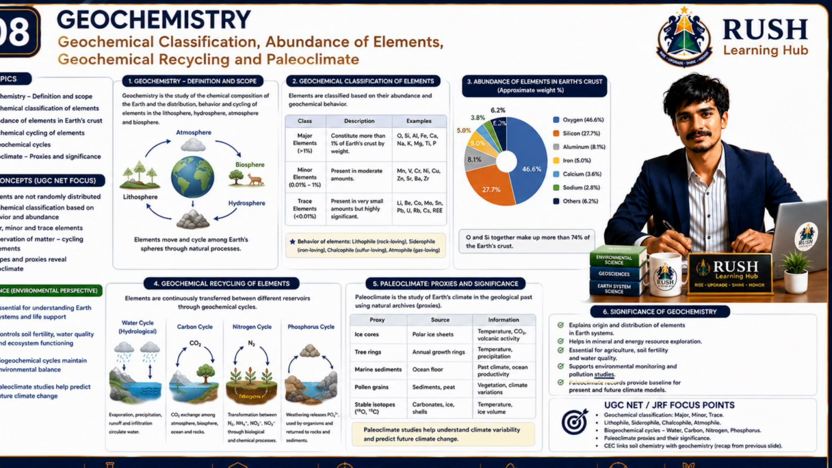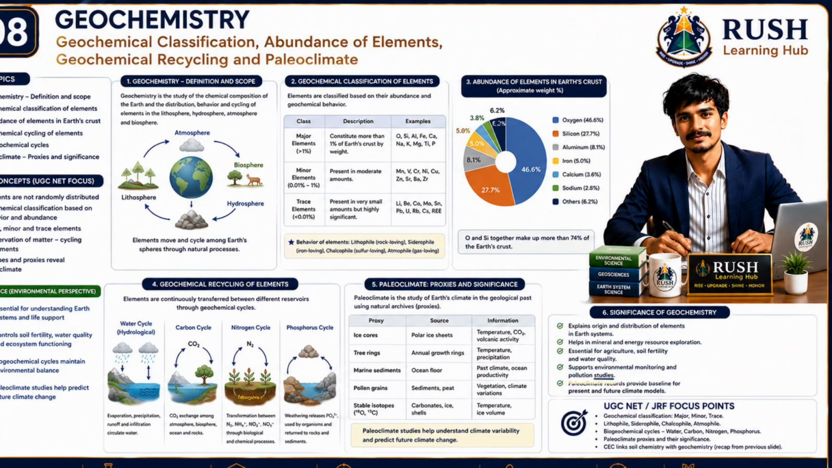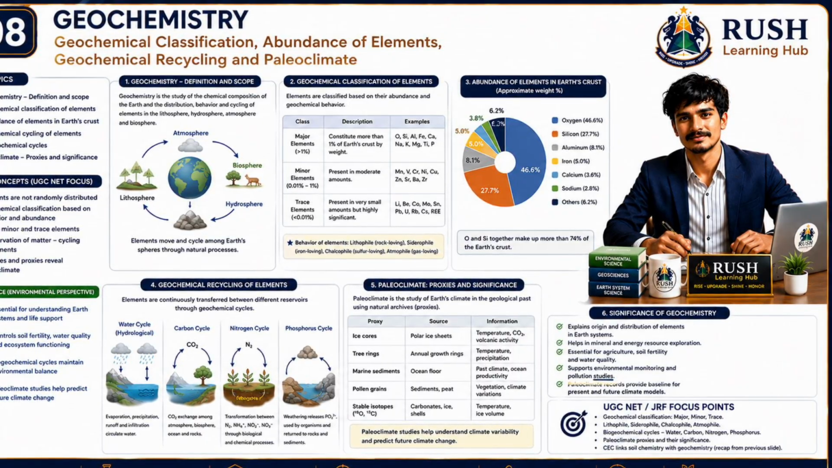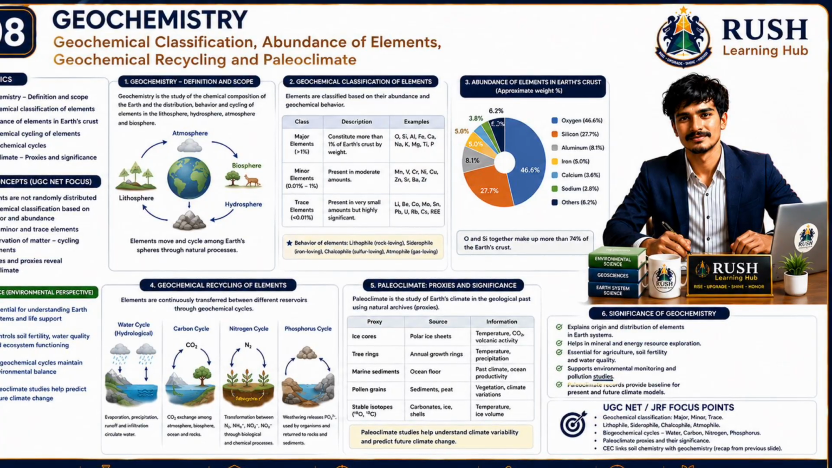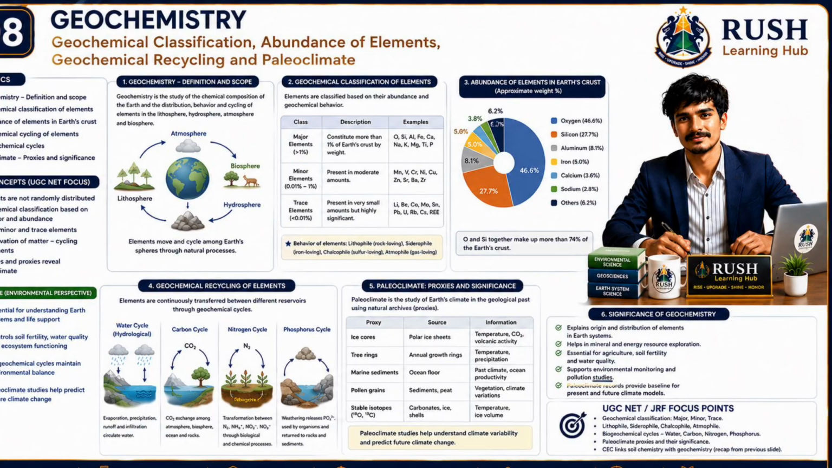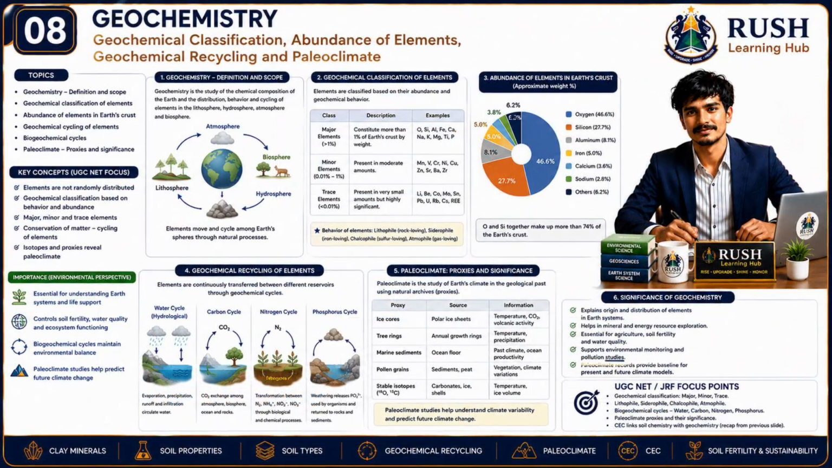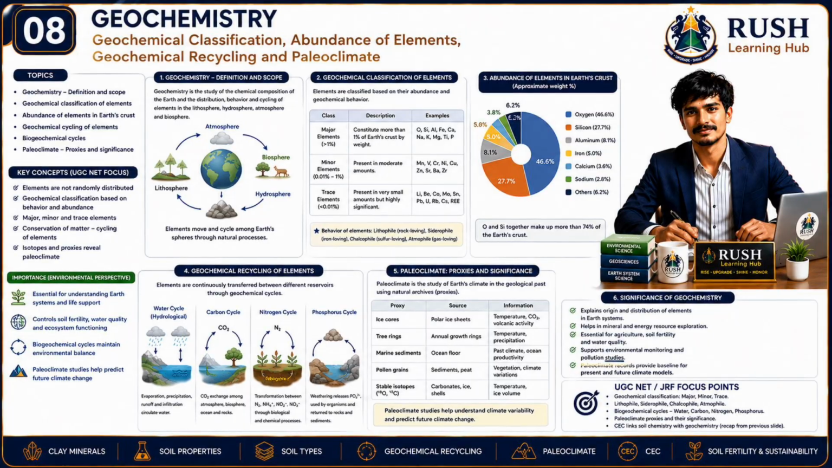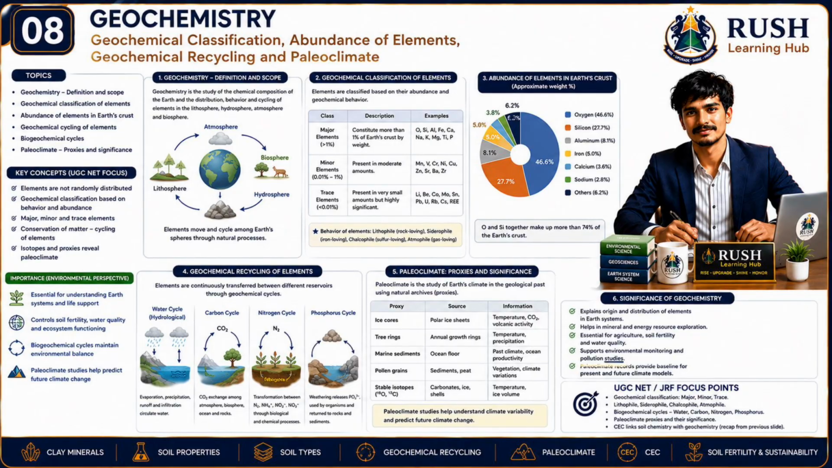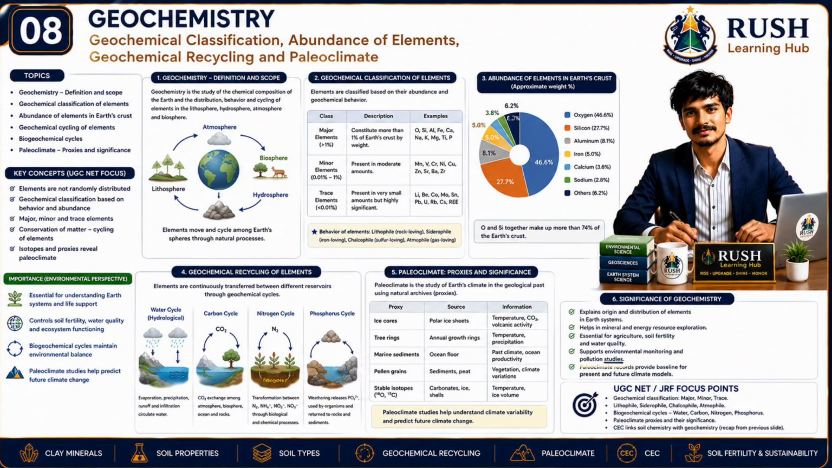The carbon cycle regulates the movement of carbon between the atmosphere, oceans, soil, rocks, and living organisms. Carbon dioxide is removed from the atmosphere by photosynthesis and returned through respiration, decomposition, and combustion. The nitrogen cycle involves fixation, nitrification, assimilation, ammonification, and denitrification. Nitrogen-fixing bacteria convert atmospheric nitrogen into forms usable by plants.